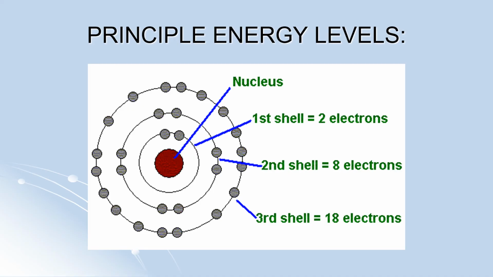So this is what that looks like visually. As you can see, we have the nucleus in the middle. The first shell can hold 2 electrons, the second shell can hold 8 electrons, and the third shell can hold a maximum of 18 electrons.